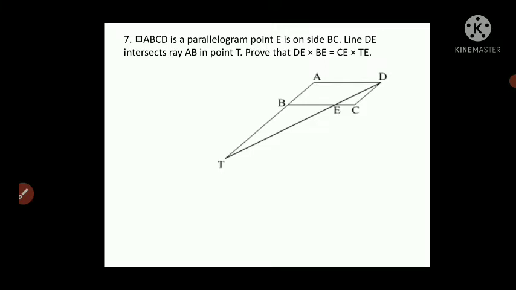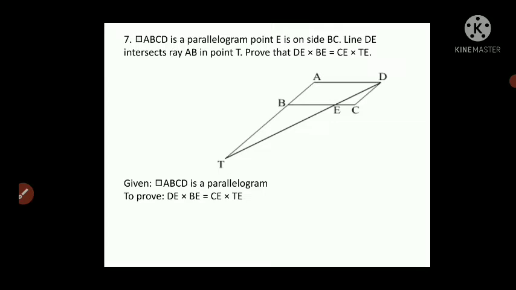Prove that the product of DE and BE will be equal to the product of CE and TE. So here, first we will write that it is given that quadrilateral ABCD is a parallelogram, and then you have to prove that DE multiplied by BE will be equal to CE multiplied by TE.